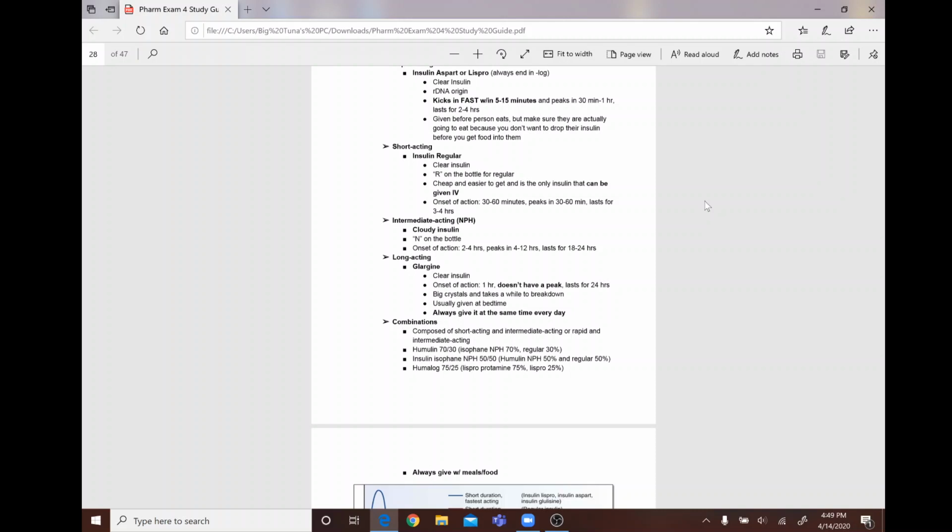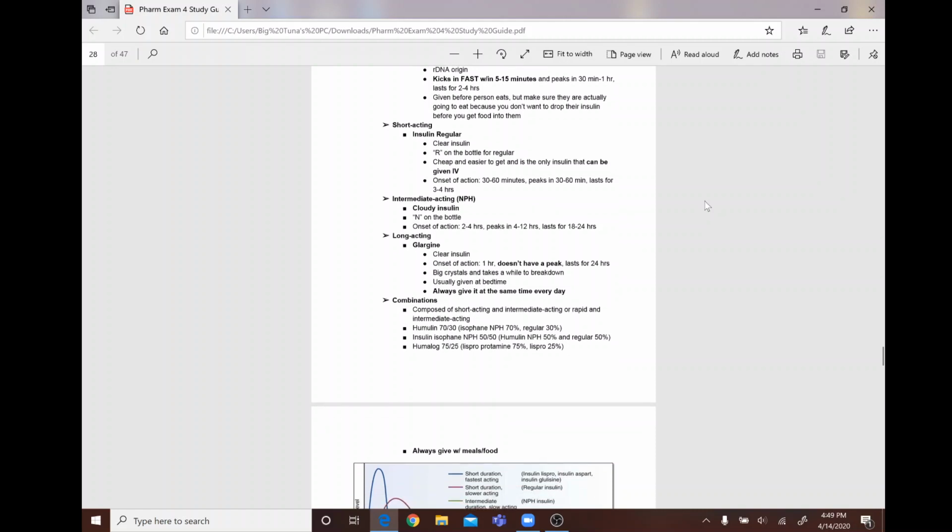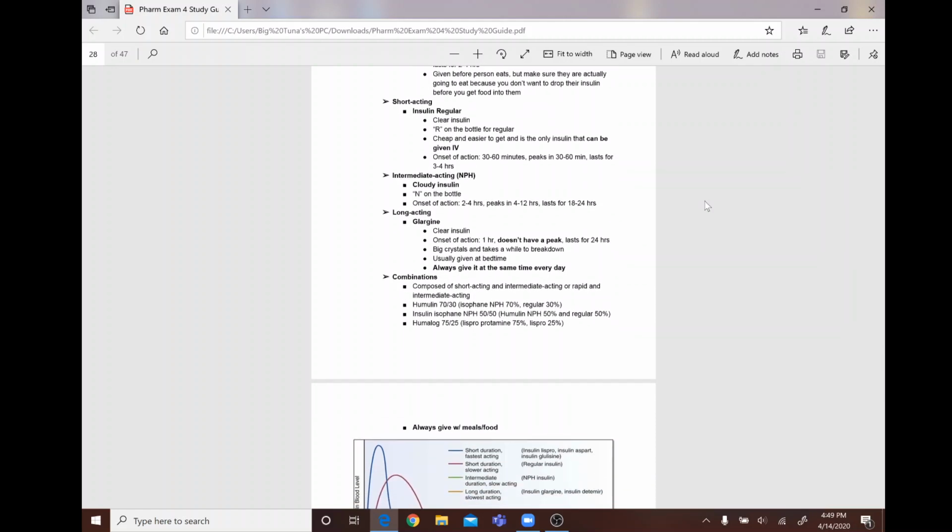Intermediate acting insulin, NPH, is cloudy. There's an N on the bottle. Onset of action is 2 to 4 hours. Peaks 4 to 12 hours. Lasts 18 to 24 hours.